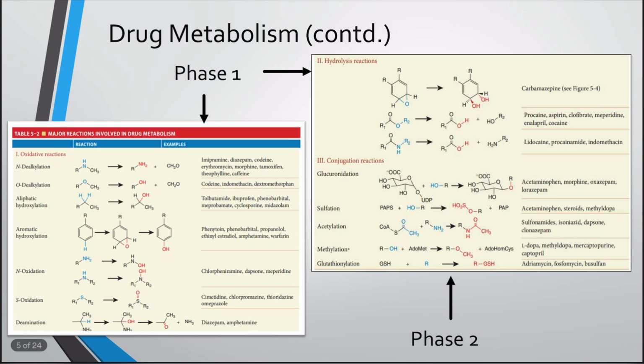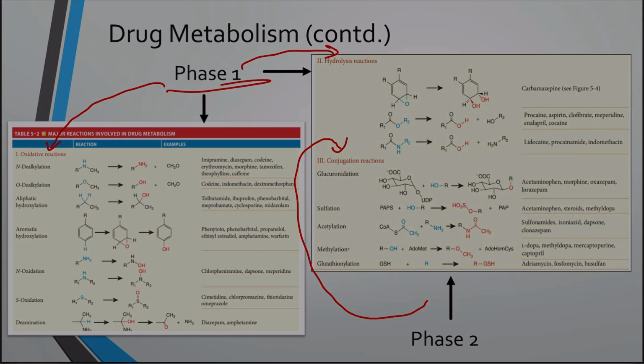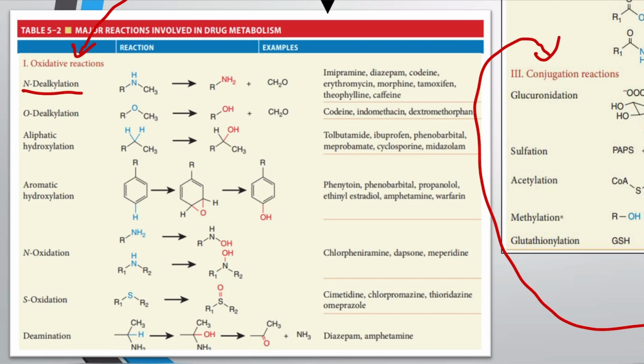Now coming to the different phase 1 reactions. Here you can see the different phase 1 reactions. They include oxidative reactions and hydrolysis reactions, and the phase 2 reactions are mainly the conjugation reactions. So we will take some examples of drugs. Under oxidative reactions we have N-dealkylation. It is seen in drugs like diazepam, erythromycin, tamoxifen and theophylline. So basically we have to remember these drugs.